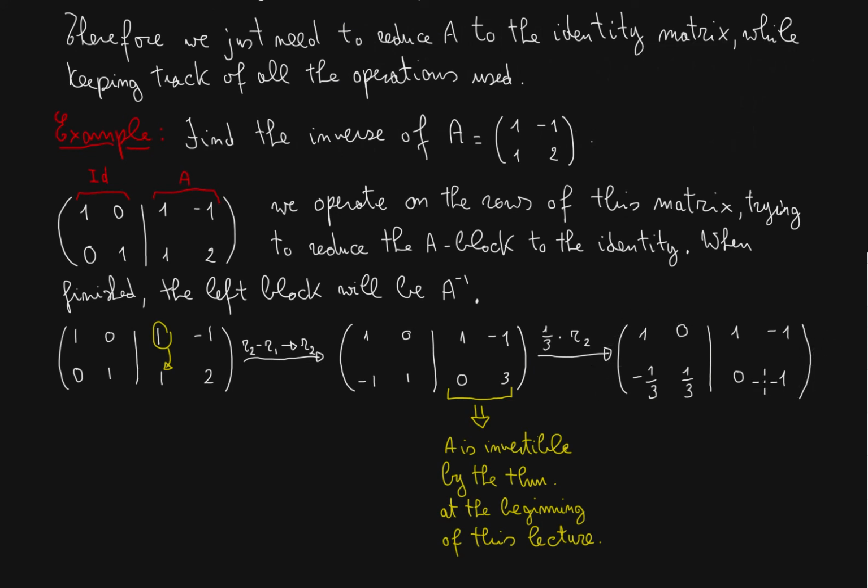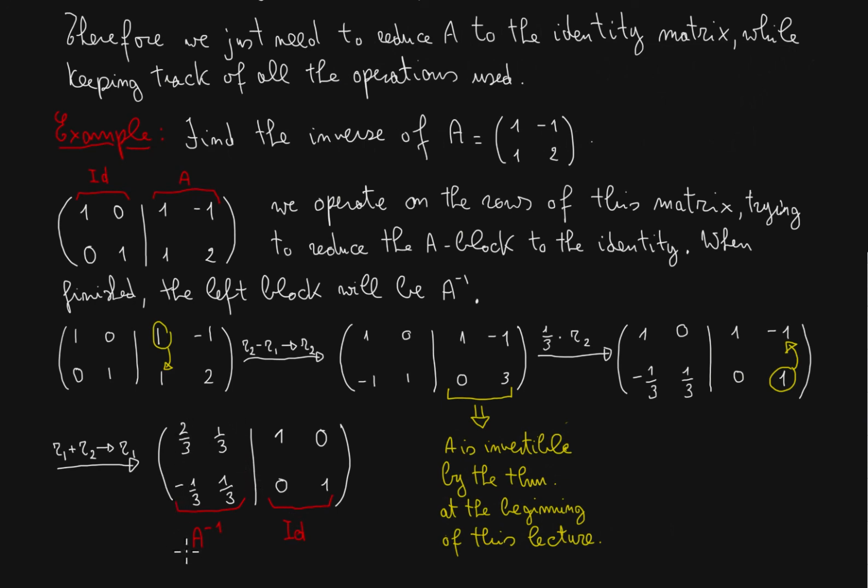Now we are almost there. You see there is just a negative one here, which we can kill by replacing the first row with the sum of the first row and the second row. So next step, R1 plus R2 replacing R1. What we get here is, on the right hand side block, the identity matrix, and on the left hand side block the inverse matrix of A. Identity matrix here, so we are done, and here therefore we have the inverse matrix of A.